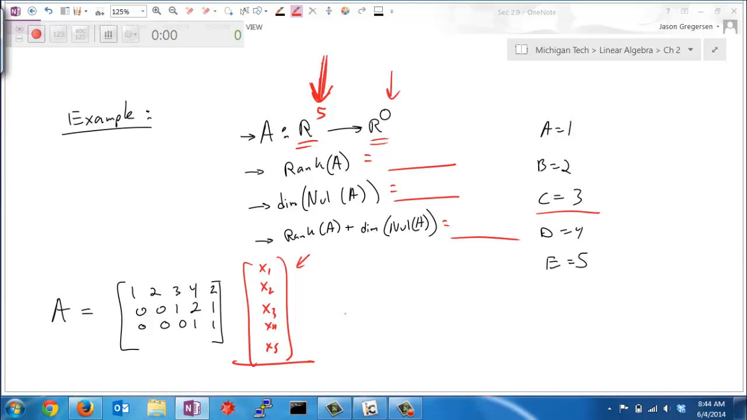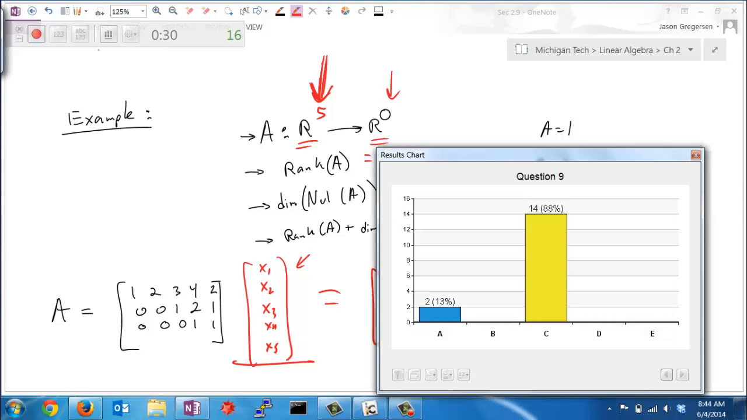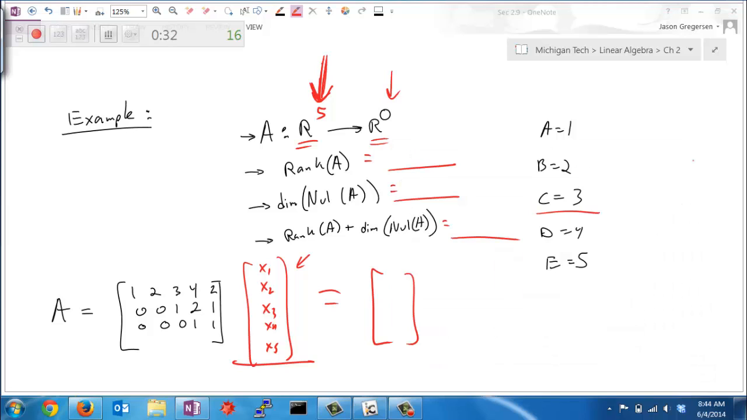And it's sending them to vectors of what size? So this thing is equal to some b. How big is b? New clicker quiz. Mapping R5 to R3. It would be b1, b2, b3.